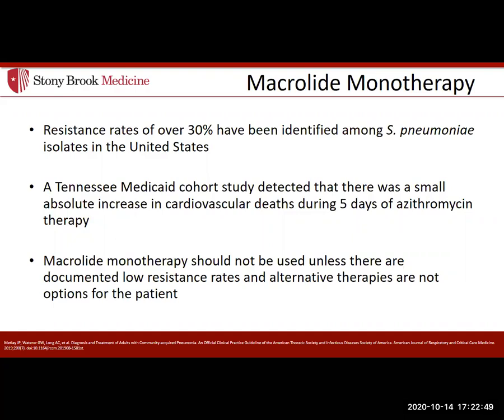In terms of macrolide monotherapy that I mentioned in the previous slide, there is actually not a strong recommendation for this treatment regimen. This is due to the fact that there are resistance rates of over 30% among Strep pneumoniae isolates in the United States. Additionally, a cohort study detected that during 5 days of azithromycin therapy, there was a small absolute increase in cardiovascular deaths, mainly seen in the elderly population. So based on these findings, monotherapy is only recommended where resistance is documented to be low and alternative therapies can't be used, such as in the setting of drug allergies.